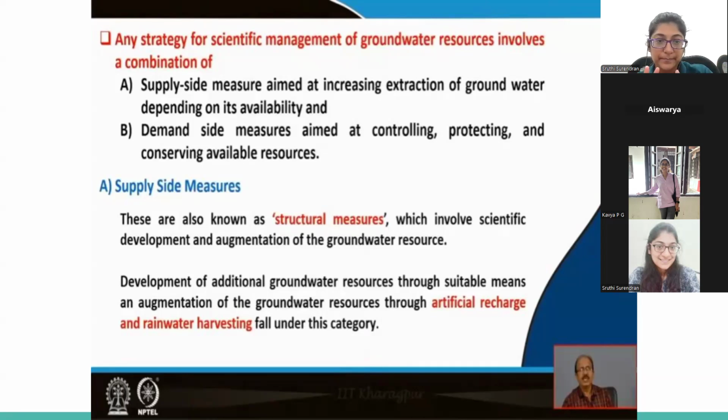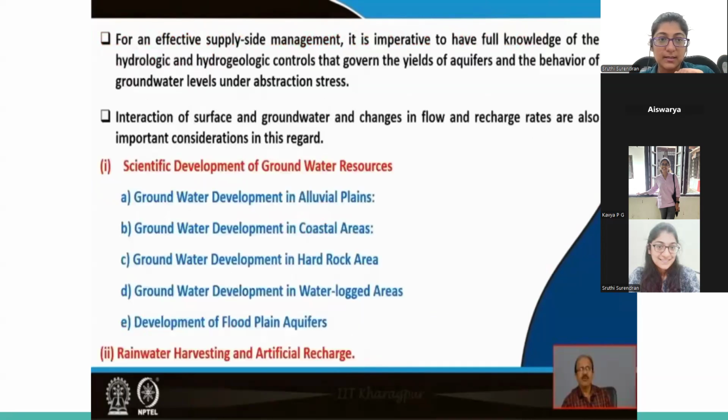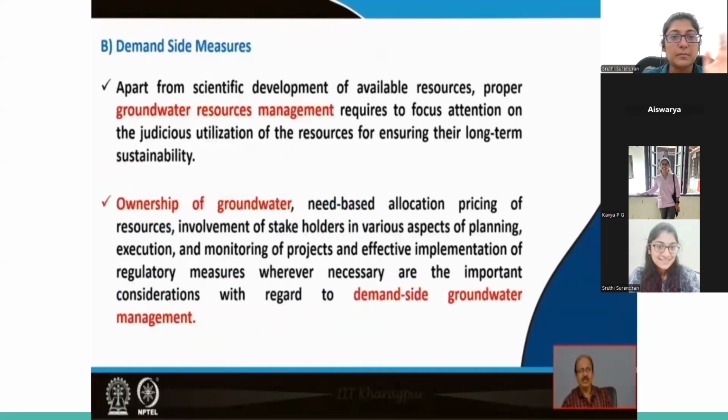as the structural measure. So these are some of the categorizations. Supply side management is done by categorizing the terrain or the area based on its topography. Then rainwater harvesting and artificial recharge are some of the scientific management techniques that are used when it comes to the supply side measures. The demand side measures, on the other hand, focus on the proper utilization of the resources so that it is available for a longer period of time.